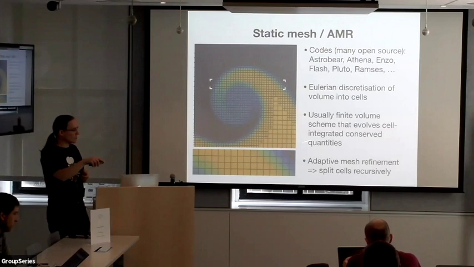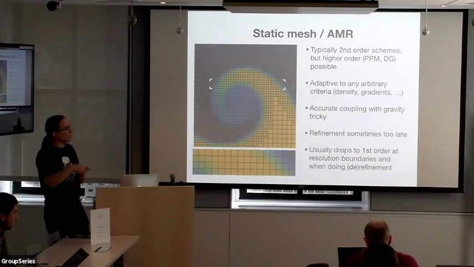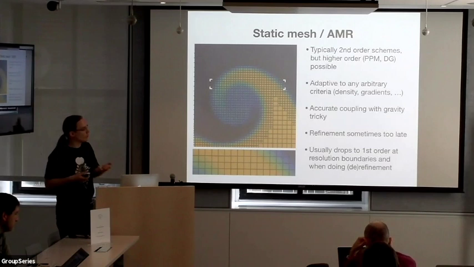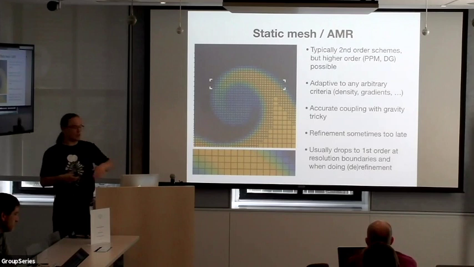So the adaptive mesh just splits the cells. Usually these AMR codes implement a second order scheme, so that the solution should in principle converge quadratically, with the error going down quadratically with the resolution.